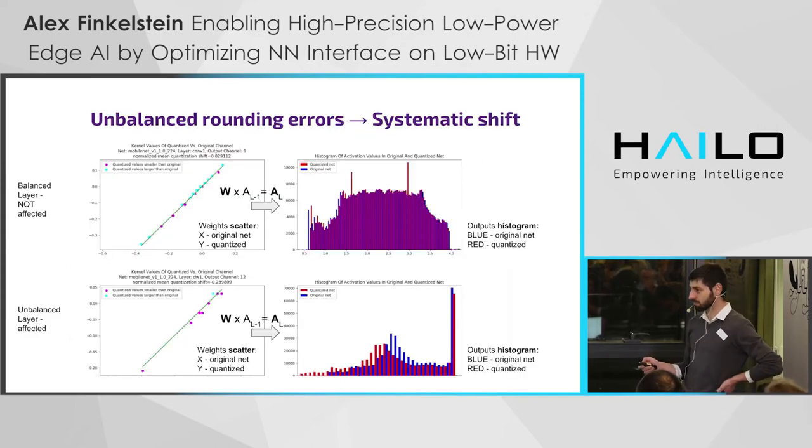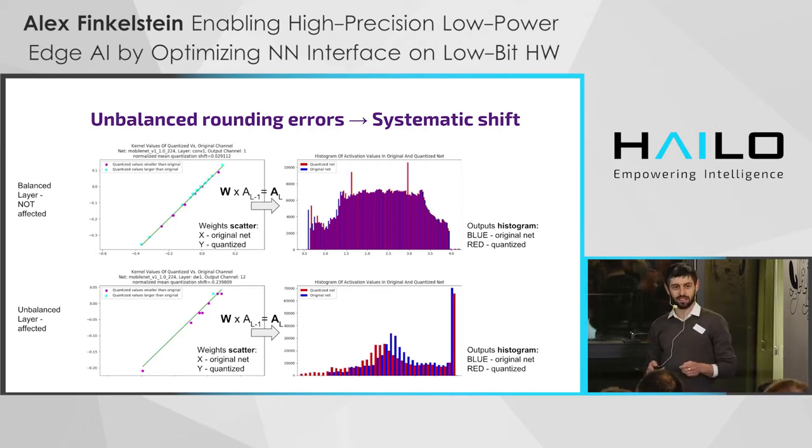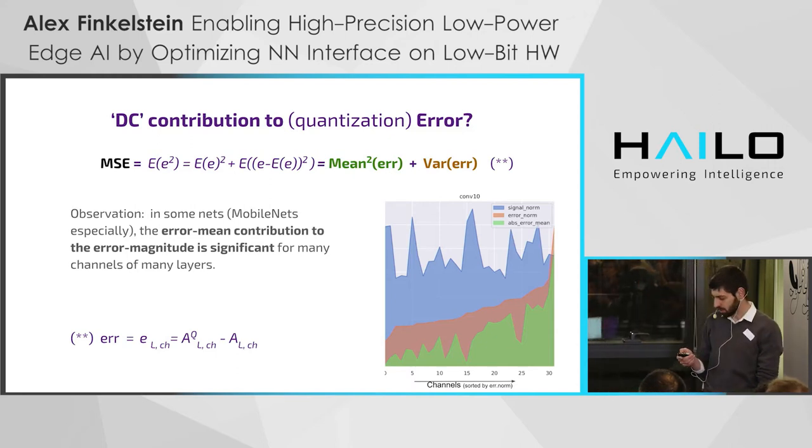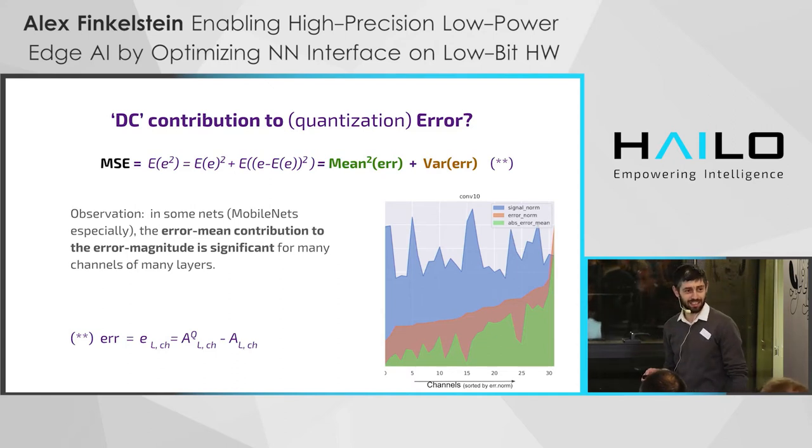So when you look at this, you see that the error has a kind of DC contribution to it. Of course, I picked a layer which is especially prominent in this respect. I apologize again for the formula, but in fact, if there is one formula that you need to remember in the middle of the night, if you're a machine learning engineer or data scientist, it's this one, right? The mean square error: you can decompose it as the square of the mean error plus the variance.